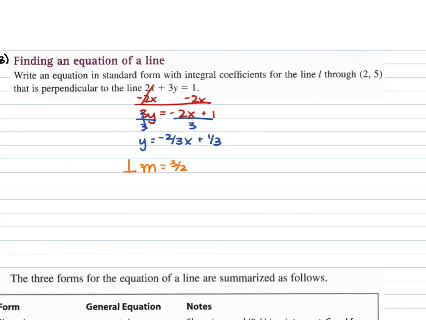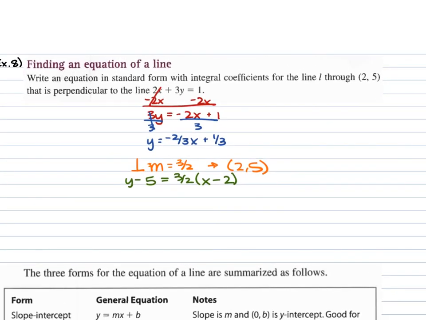I'm going through the point 2, 5. So again, I'm going to use point slope form. y minus 5 is equal to 3 over 2 times x minus 2, and I'm going to solve it for y. From here, I'm just going to distribute that 3 over 2, so y minus 5 is equal to 3 over 2x minus 3. I move that 5 over by adding it to both sides, and I get y is equal to 3 over 2x plus 2.